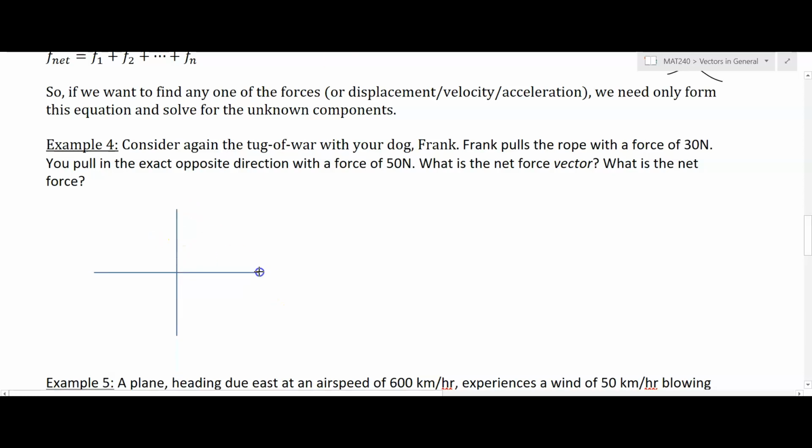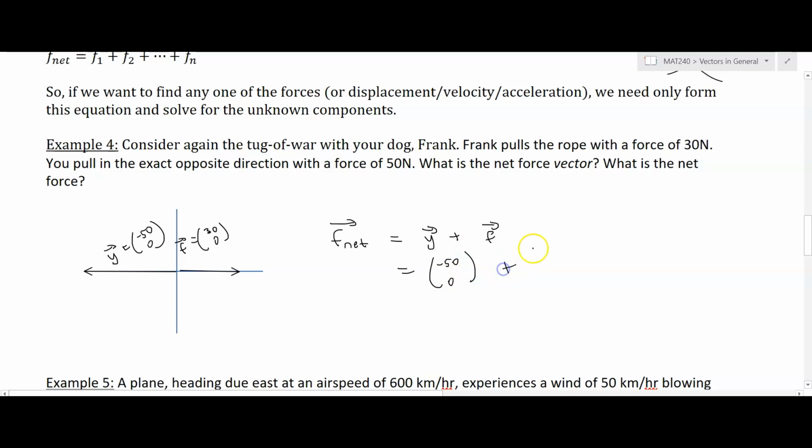So in our net force vector, we've already established the directions. Frank pulls 30 newtons this way, and we said that this will be the vector 30, 0. This is Frank's force vector. And over here we have your vector, which is negative 50, 0. The net force is going to equal your force plus Frank's force vector. That comes out to negative 50, 0 plus 30, 0, which gives me negative 20, 0.